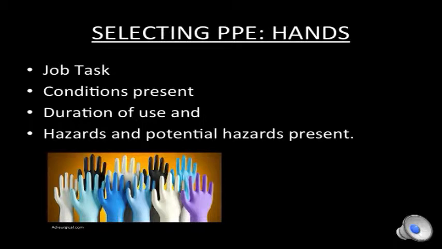There are situations where the appropriate protection may only be accomplished with the use of double gloving. Be sure to consider the conditions present. For example, are you working with a chemical that is under pressure or vacuum, or being heated or cooled? These conditions could change the required PPE.